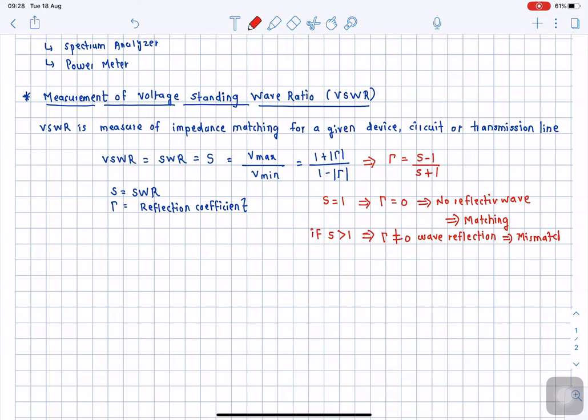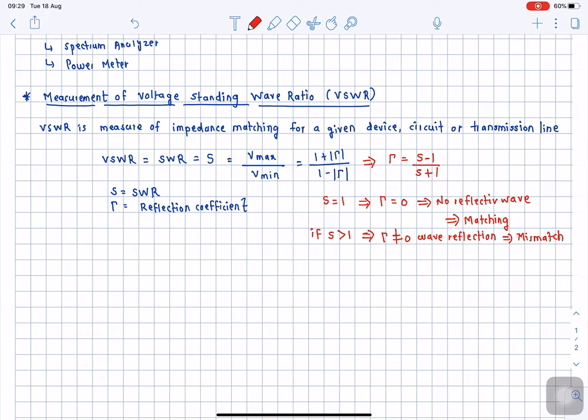So this is a simple theory. By knowing the standing wave ratio of a particular device, circuit or transmission line, we can interpret its behavior for impedance matching. If the standing wave ratio becomes 1, the reflection coefficient becomes 0, and that indicates good matching is achieved. If the standing wave ratio is greater than 1, the reflection coefficient becomes non-zero, which indicates that some wave is getting reflected back. That indicates there is a mismatch and the impedance matching is not perfect.